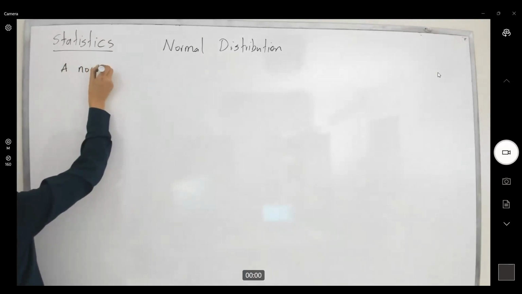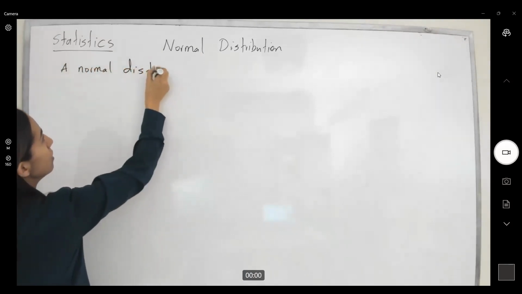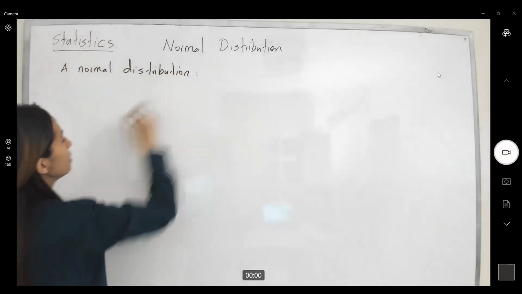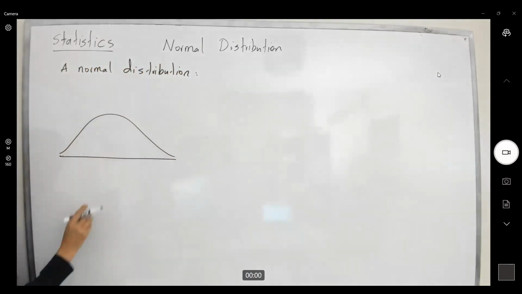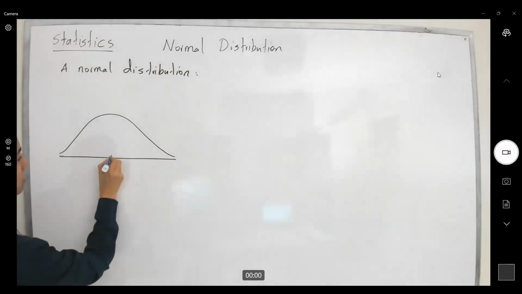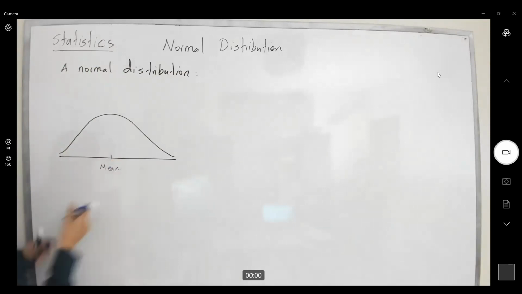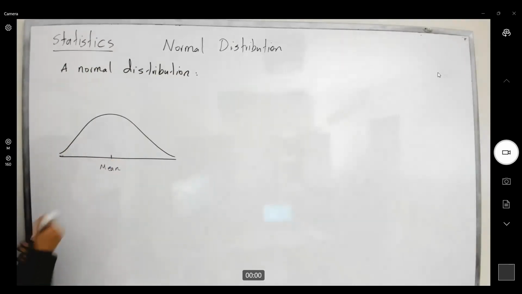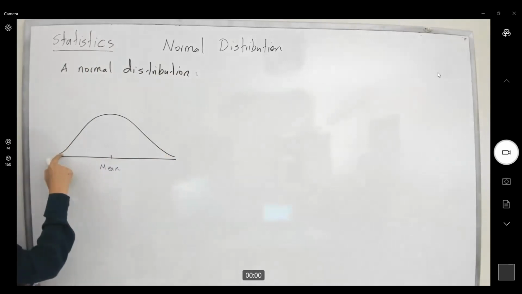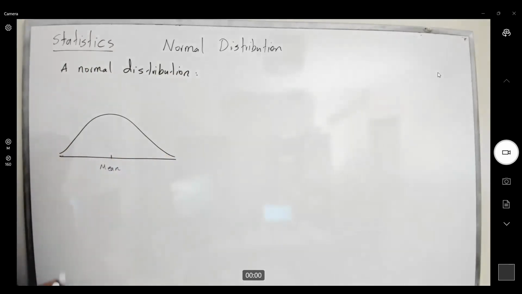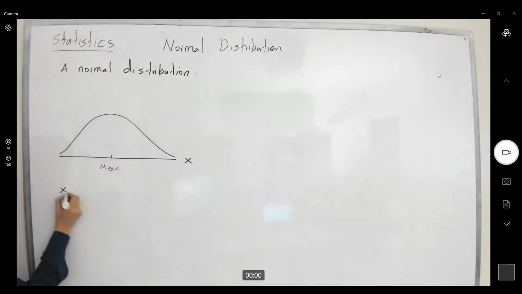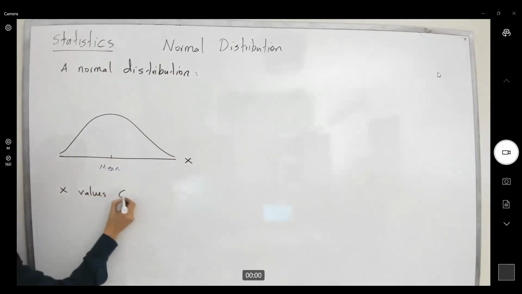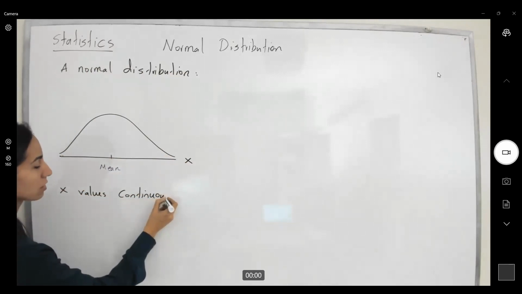The normal distribution, as we saw before, has a bell-shaped graph. And remember that the graph is symmetric with respect to the mean. And remember that there are always gaps in the graph and the horizontal line, which represents X values. So X values are continuous variables.